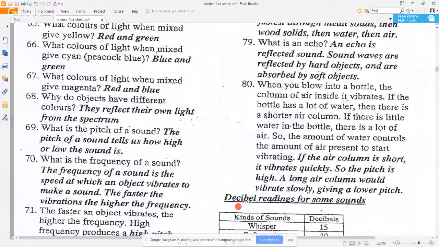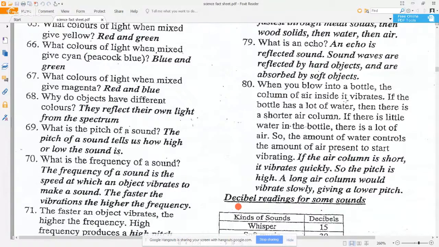Let me read that section again. So the amount of water controls the amount of air present to start vibrating. If the air column is short, it vibrates quickly. So that's when the bottle is almost filled, so the pitch is high. A long column of air, when you have little water in there, would cause the air to vibrate slowly, giving you a lower pitch.